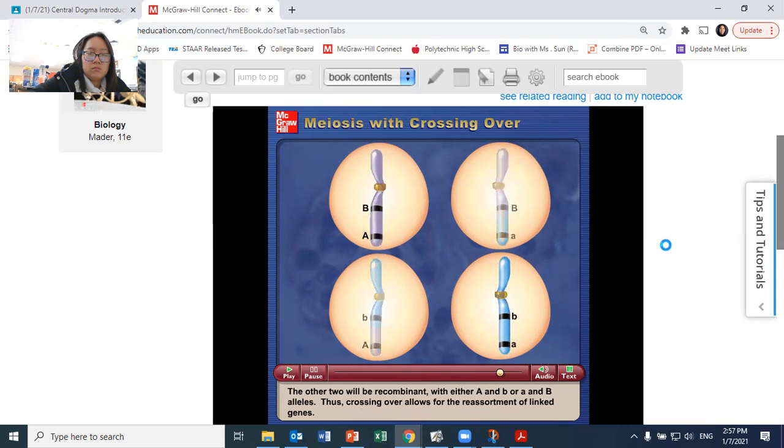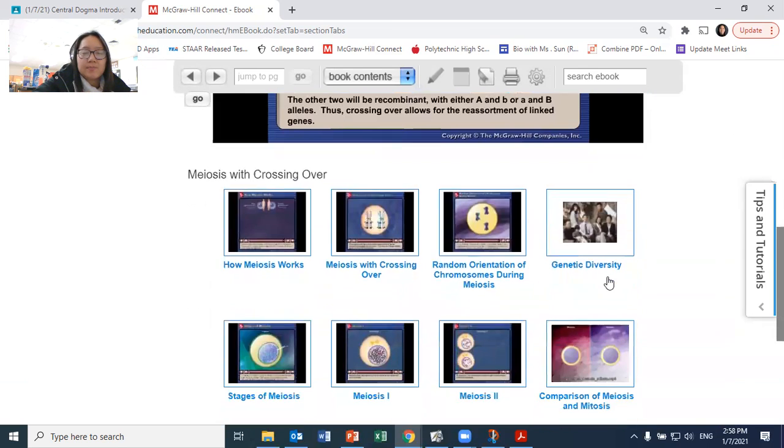The other 2 will be recombinant, with either capital A and lowercase b, or lowercase a and capital B alleles. Thus, crossing over allows for the reassortment of linked genes. So in this case, crossing over is creating these brand new combinations that have never existed before. It's kind of interesting to think about how, unless there are twins, every single organism that is produced through sexual reproduction is the first and only of its kind.